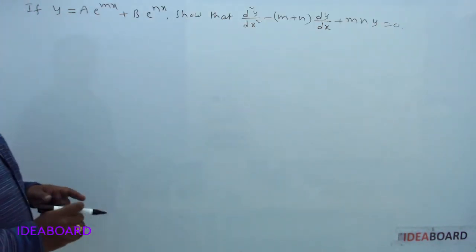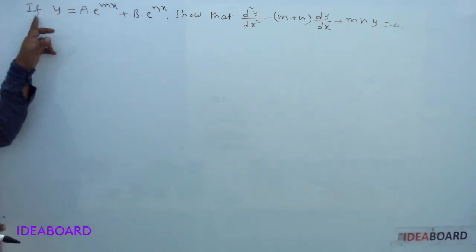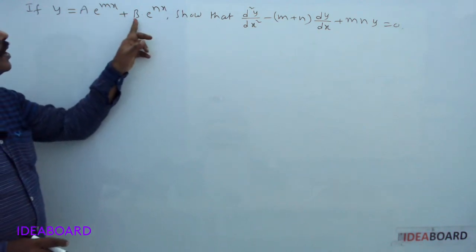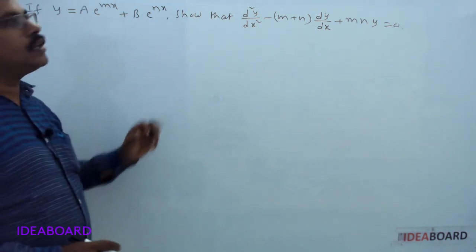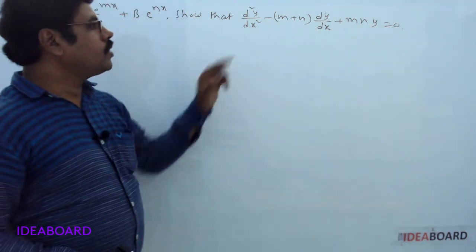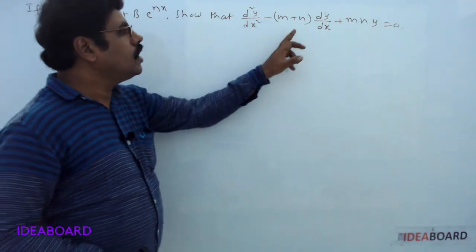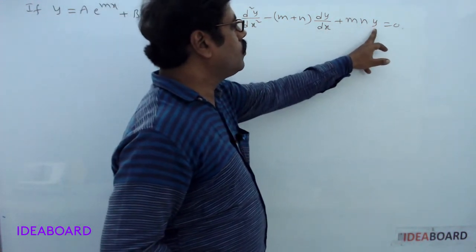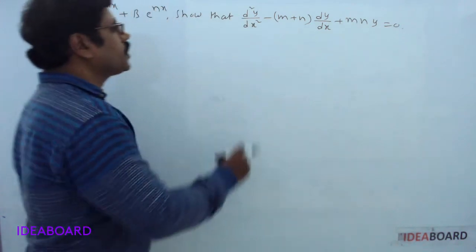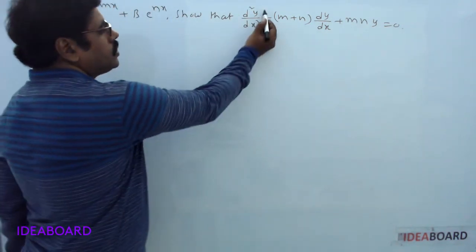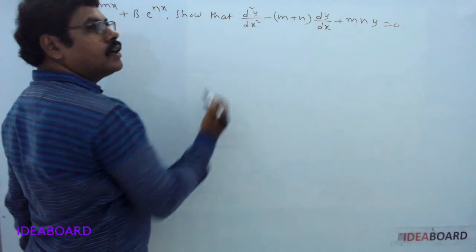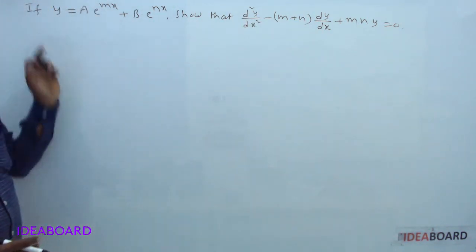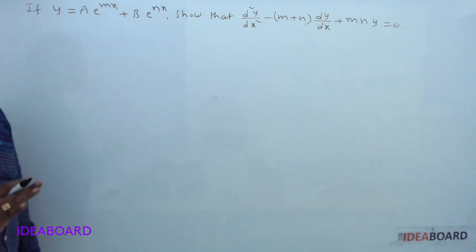Now come to the next problem. If y equals to a into e power mx plus b into e power nx. Show that d square y by dx square minus m plus n into dy by dx plus mn into y equals to 0. Here in the required equation there is a term d square y by dx square involved. It means we are differentiating the function y two times with respect to x.